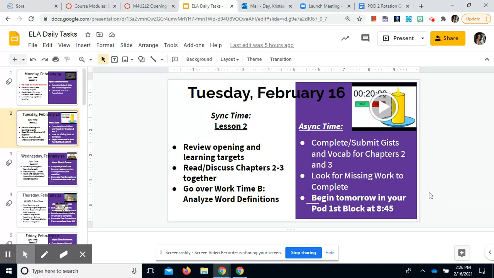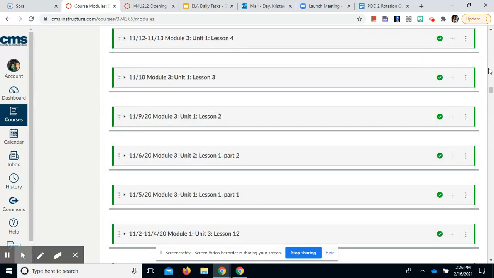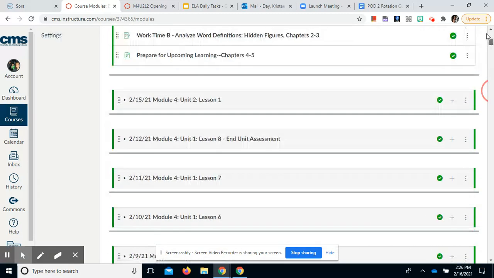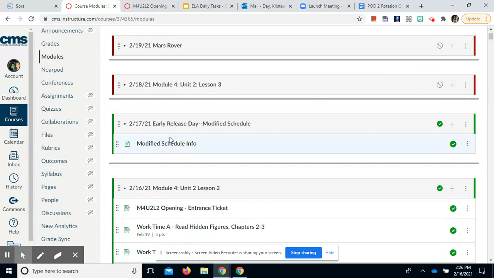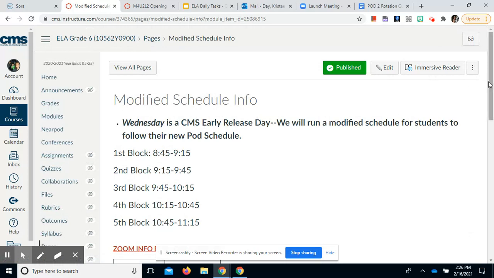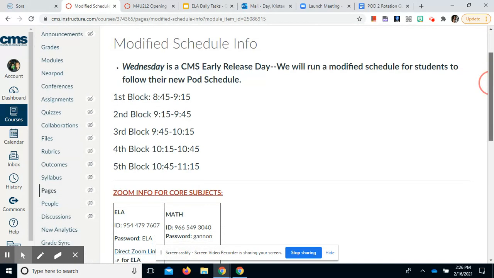Reminder that tomorrow, Wednesday, February 17th, is a CMS early release day. We will be following a different schedule that looks like this, where you will begin your day at 8:45 in your first block on your pod rotation guide.